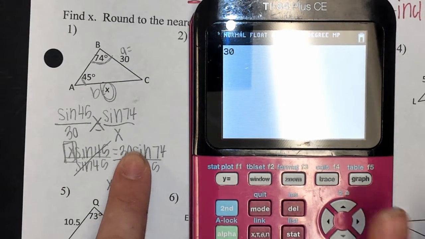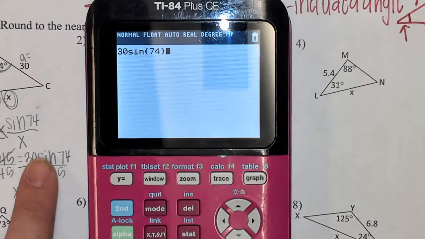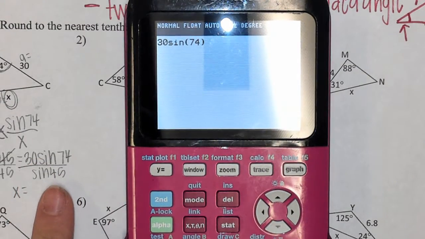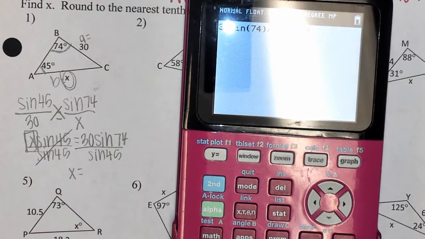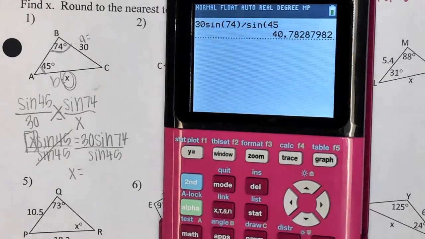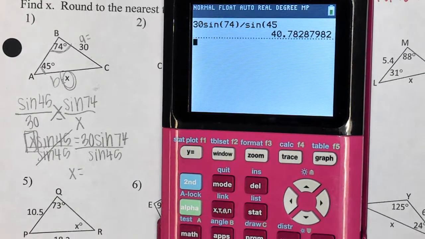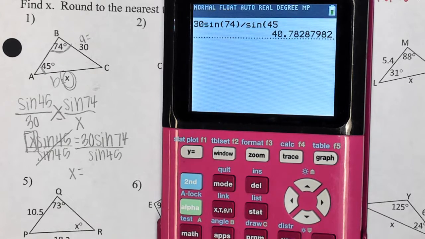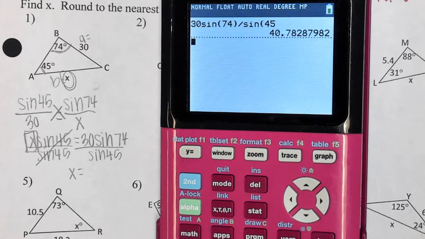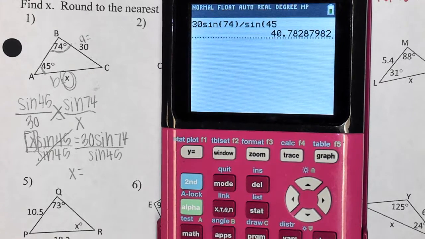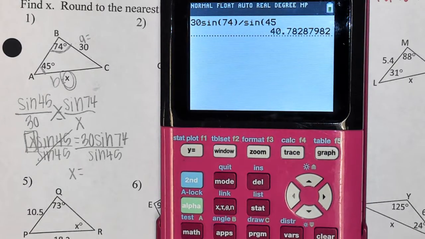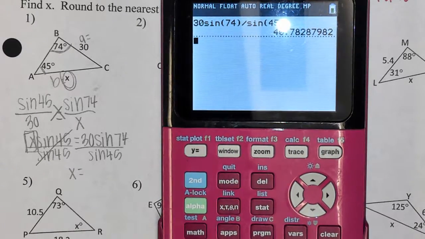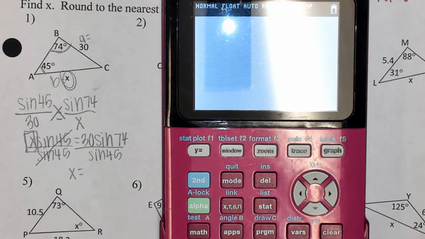All right, let's plug this in. 30 sine of 74 divided by sine of 45. Uh-oh, I didn't get that. I got 29. Make sure your calculator is in degrees right now. Oh yeah, it says DEG. Okay. All right, let me try it again.